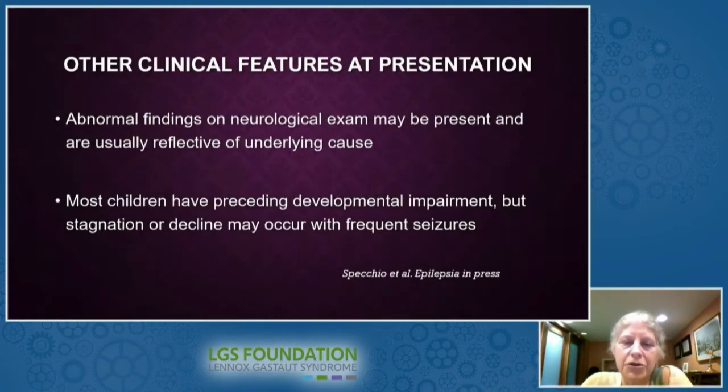Other clinical features at presentation. Looking at the neurologic examination, one can certainly find abnormal findings, but that is not really part of the core diagnosis of LGS, and is more reflective of the underlying cause. And we know that most children will have preceding developmental impairment, but not all. Some of them, like Tracy's daughter, did not have clear developmental impairment before seizure onset. However, when they start developing very frequent seizures, we often see a stagnation or even potential decline in their development.